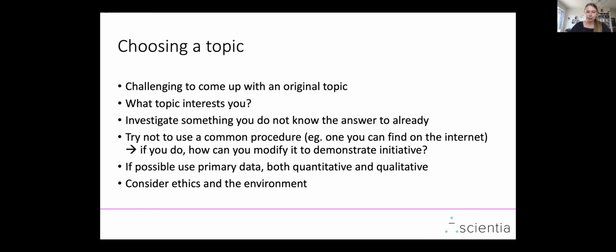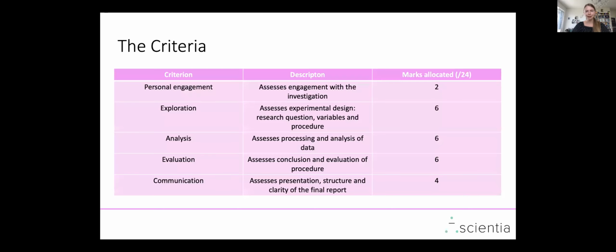If possible, it would be good if you could use primary data, and you need to have both quantitative and qualitative data. When choosing a topic, it's important to consider ethics and the environment. Using animals might not be the best idea, even though it's, of course, biology. And if you're using a lot of chemicals or things that are environmentally harmful, you might also want to rethink the topic that you've chosen. Then here's a general overview of the criteria. You can look back on this and it's present everywhere. I'm going to go through them step by step.